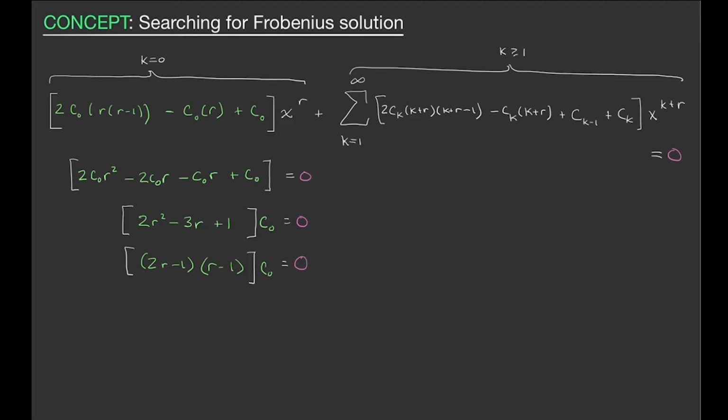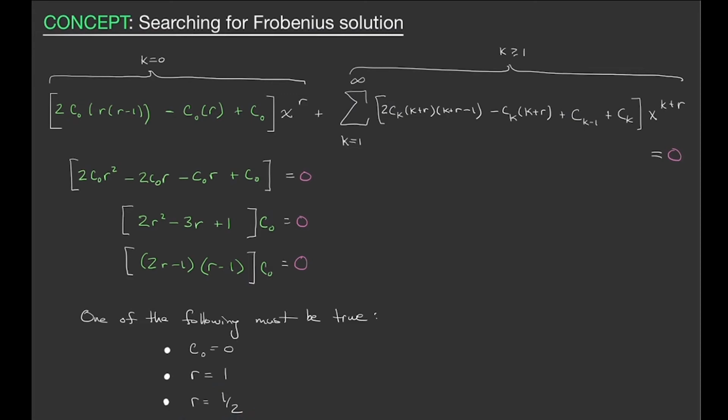We have a product of 3 things, 2r minus 1, r minus 1, and c. One of these things must be 0, at least one. It could be more than one. But we can say for sure one of the following is true. We have c not equal to 0, r is equal to 1, which would have this factor be 0, or r is equal to 1/2.